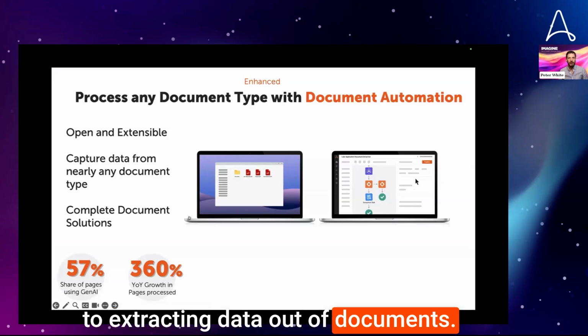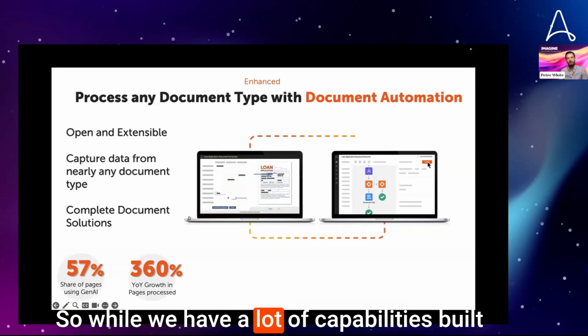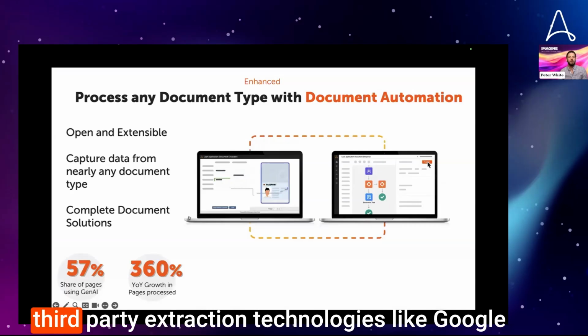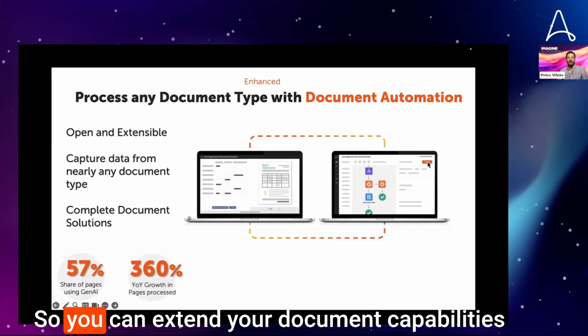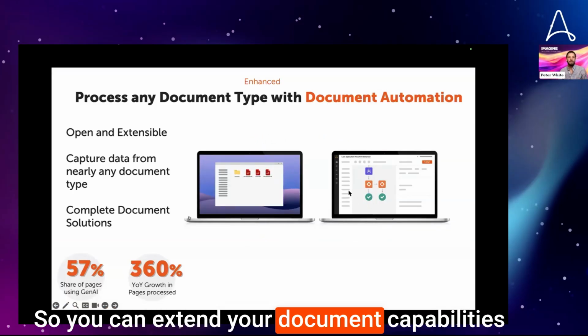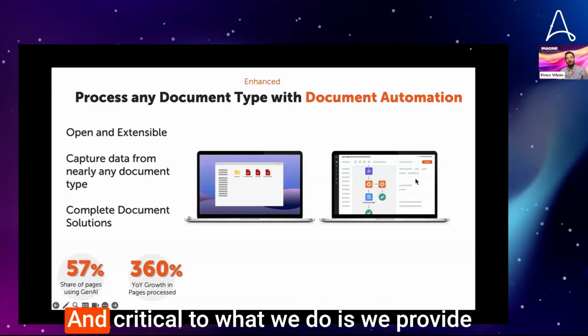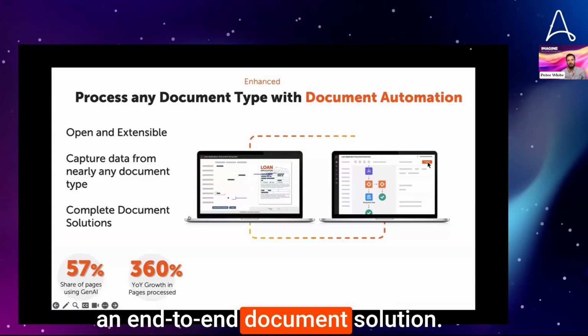We've also built our platform to be open and extensible. So while we have a lot of capabilities built natively in, we also have native integrations to third-party extraction technologies like Google Doc AI or Microsoft Document Intelligence. So you can extend your document capabilities with the best technologies out there when needed. And critical to what we do is we provide an end-to-end document solution.